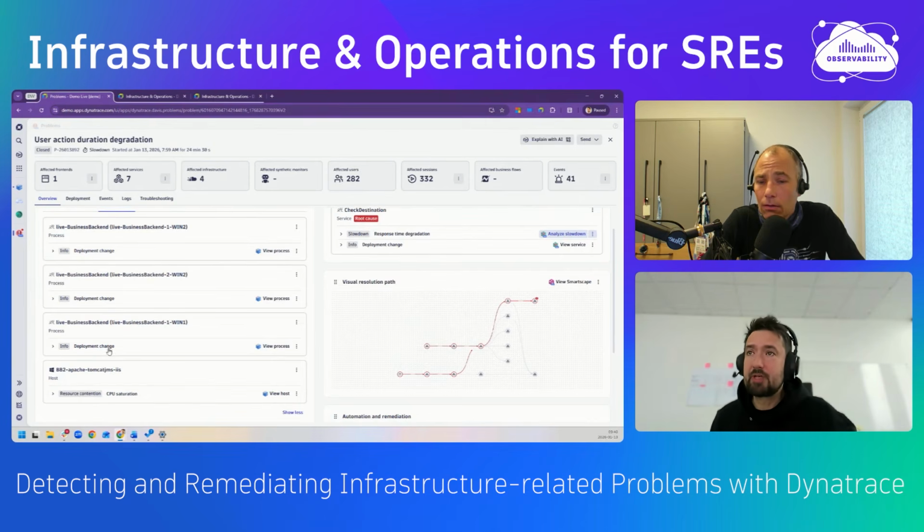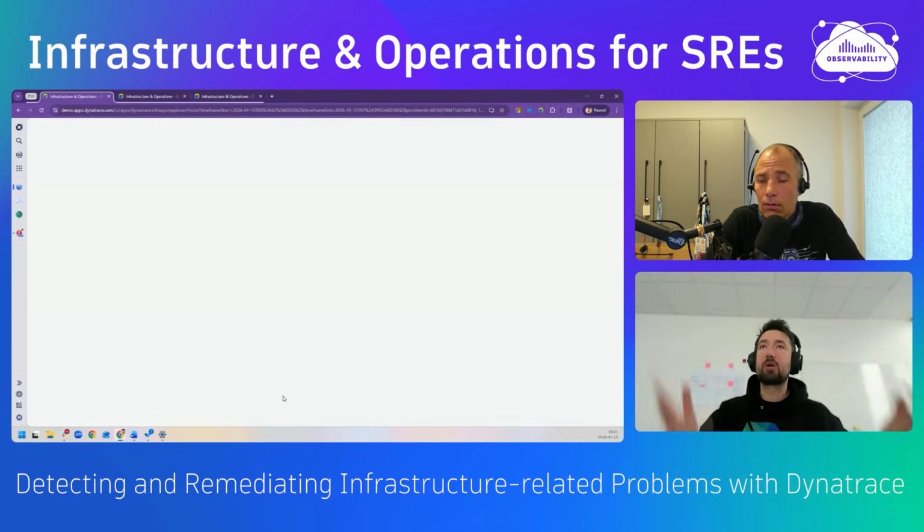And one of the things here is that Dynatrace already detected that we had a deployment change that affected a couple of processes that also led to resource contention, in this case, CPU saturation on this host. Let's just jump into this host.